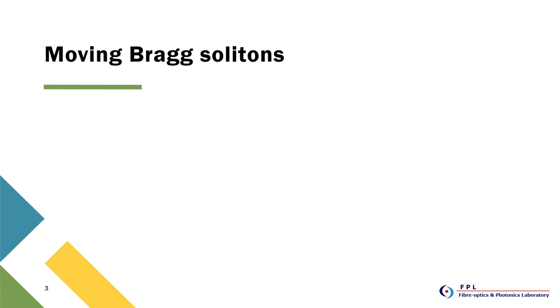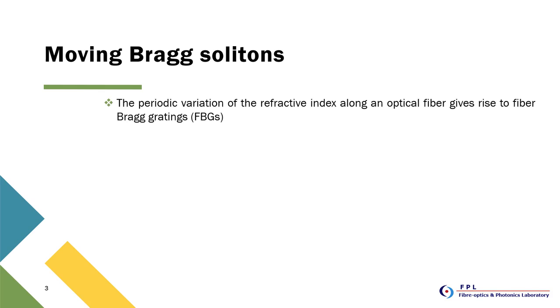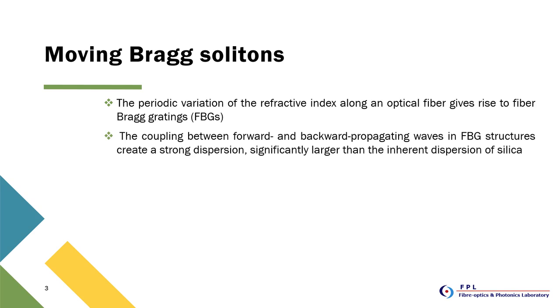Now, before I get into the specifics of our research, I would briefly like to discuss how moving Bragg solitons are created. We know that the periodic variation of refractive index within optical fibers give rise to structures which are known as fiber-Bragg gratings. The coupling effect that exists between the forward and backward propagating waves in FBG structures give rise to high levels of dispersion, which are much higher than the dispersion present in regular silica fibers.